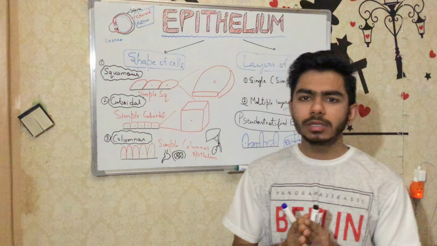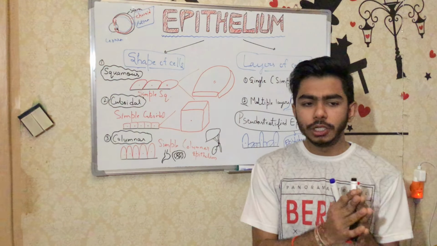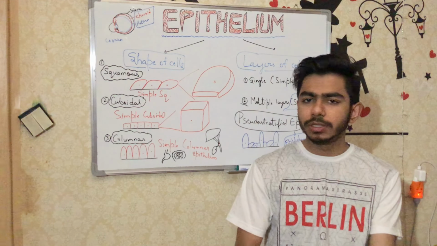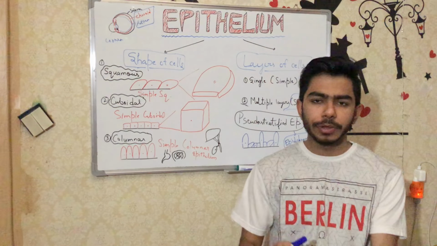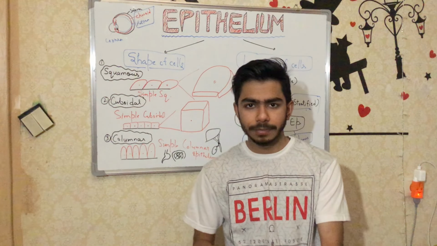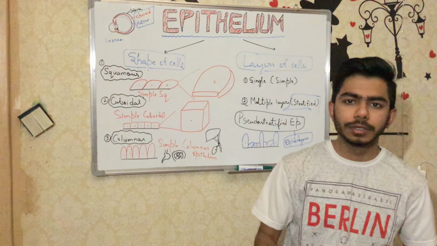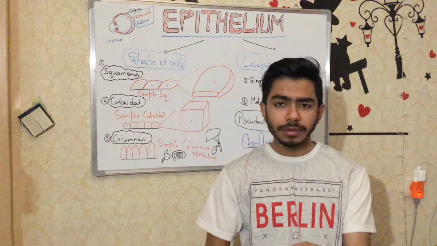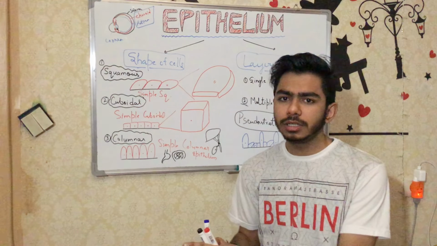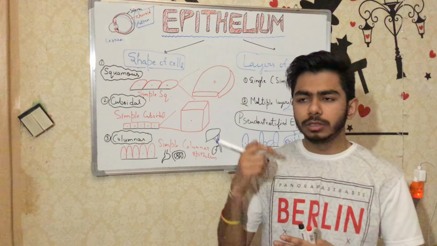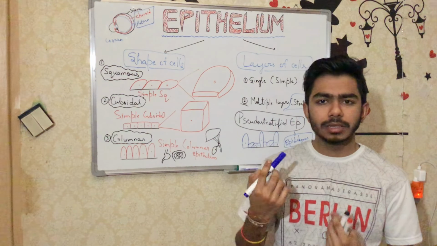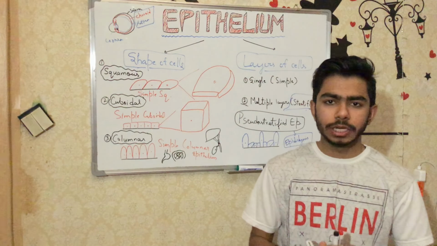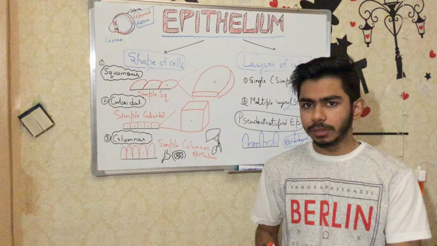Further, stratified squamous can be divided into keratinized and non-keratinized. Keratinized is present over the skin, protecting us from abrasions or any kind of trauma of the skin. So keratinized is present over the external surface of the skin. Non-keratinized is present in the mouth, oropharynx, laryngopharynx, and esophagus. They are present with the stratified squamous epithelium.